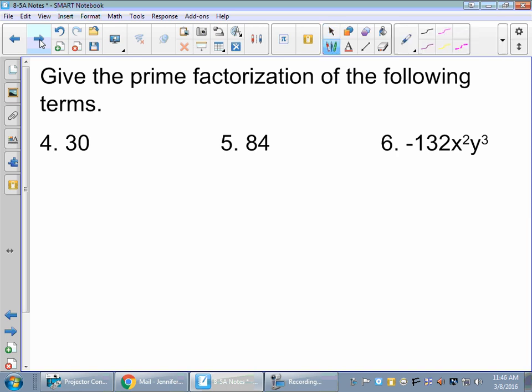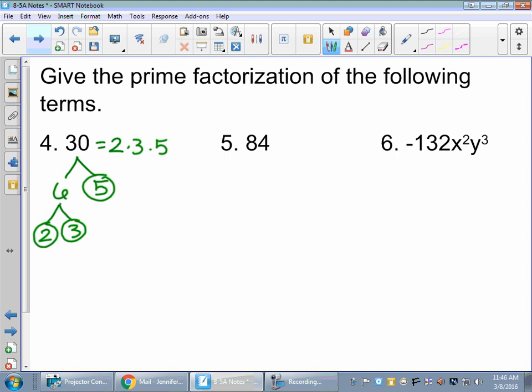So for number 4, 30, I'm going to break down into 6 and 5. Again, you could break it down into any of the 2 factors, but continue to break down the 6 into 2 and 3. I have 2 times 3 times 5. That is the prime factorization of 30.